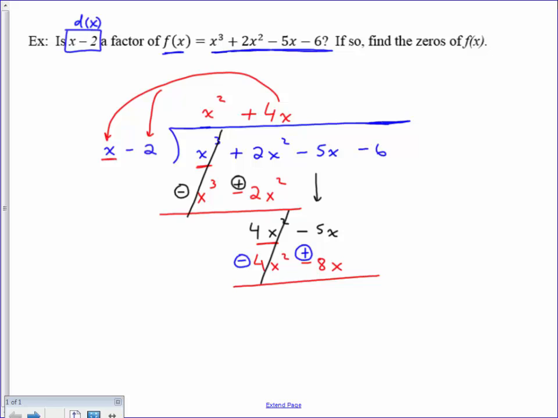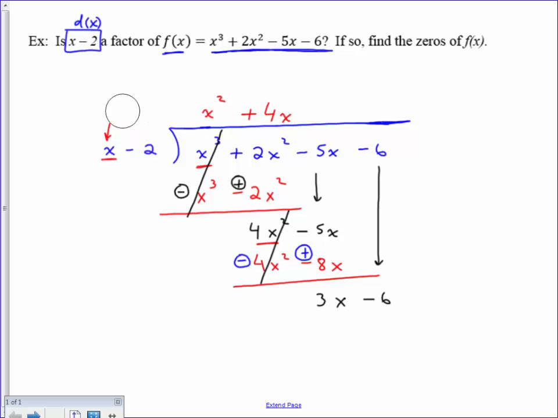4x squared minus 4x squared cancels. We know if those two don't cancel, there's something wrong. Negative 5x plus 8x would be positive 3x. Bring down your negative 6 so that you have two terms below, matching the number of terms in your divisor.